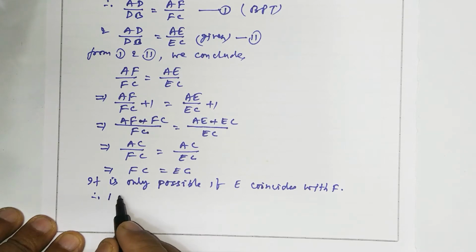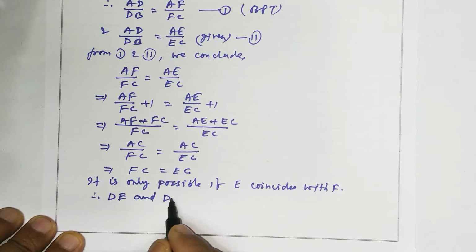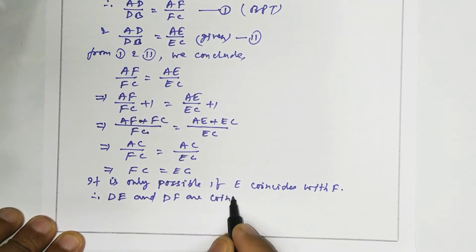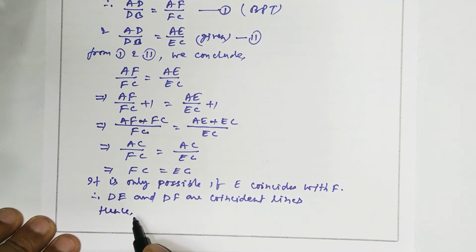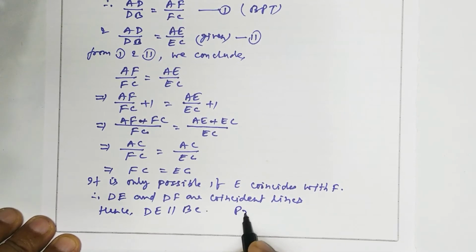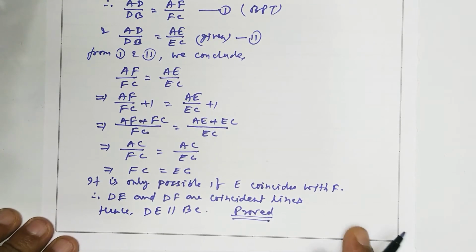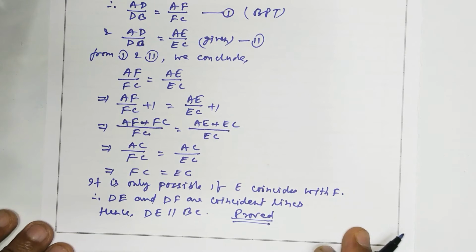Therefore DE and DF are coincident lines. Hence we conclude what? That DE is parallel to BC. Proved. So this is the proof of the converse of BPT.